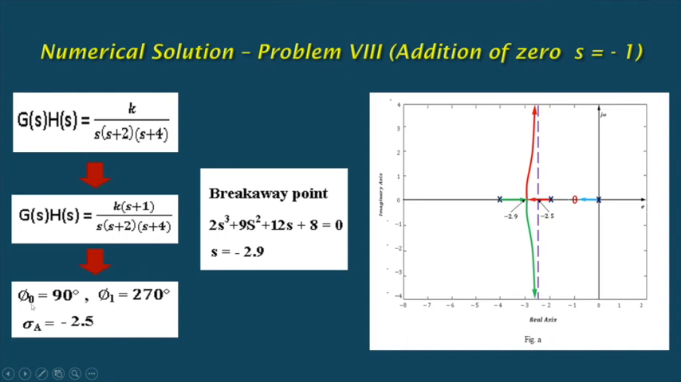Then draw the asymptote. The center is minus 2.5. One is the 90 degree angle, this is the first asymptote. Another is the 270 degree angle, so another asymptote. Then the root locus departs from this breakaway point and finishes at infinity along these asymptotes. If a zero is added very close to the origin, then the system is completely stable and less oscillatory.